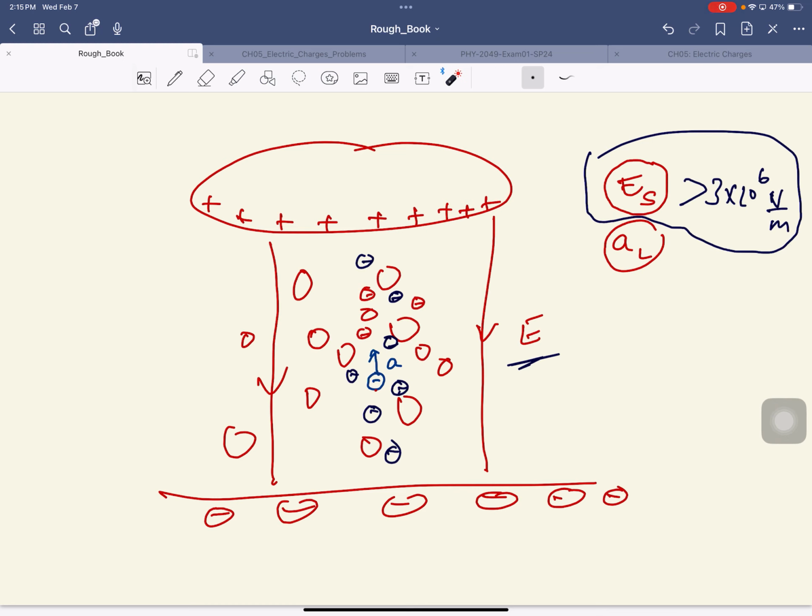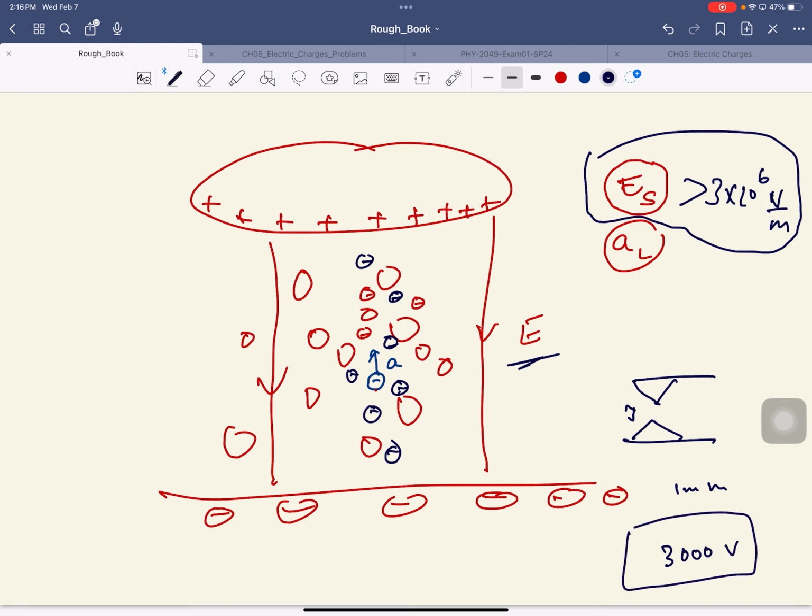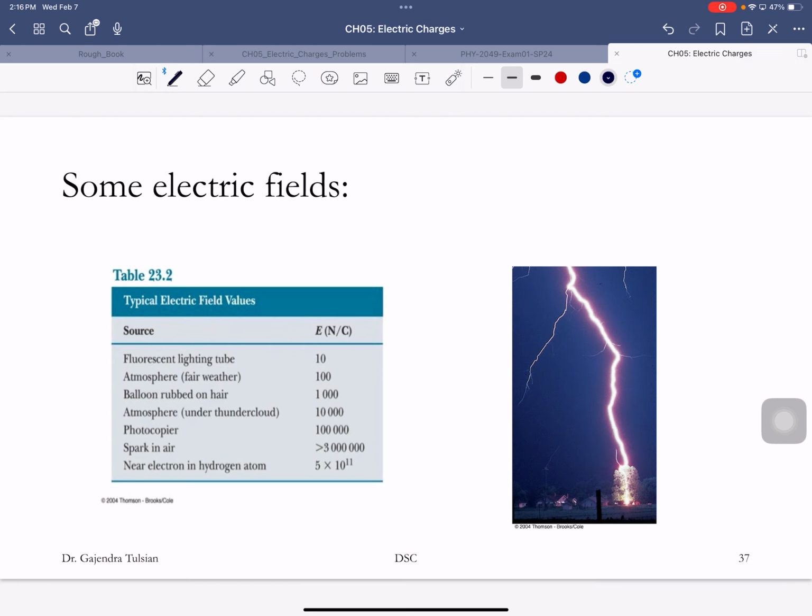I don't know if you guys know how the spark gap looks like. If the spark gap is 1 millimeter, then to have that electric field, you have to have 3,000 volts between them to create a spark. All right, so this is an important number. Spark in air has to be greater than 3 million volts per meter.